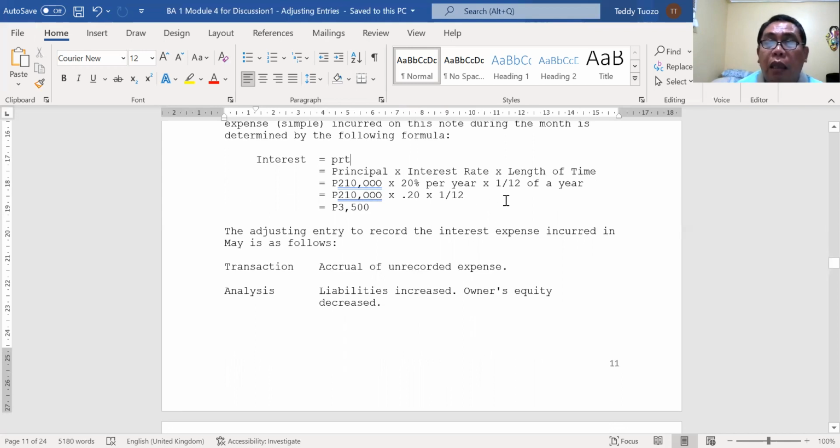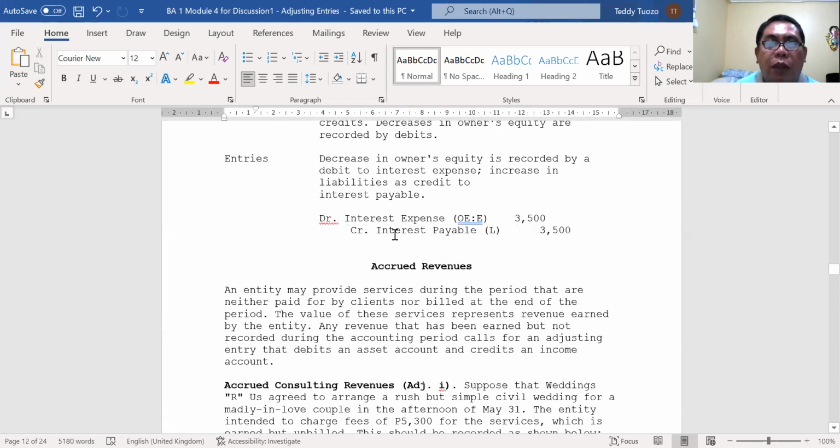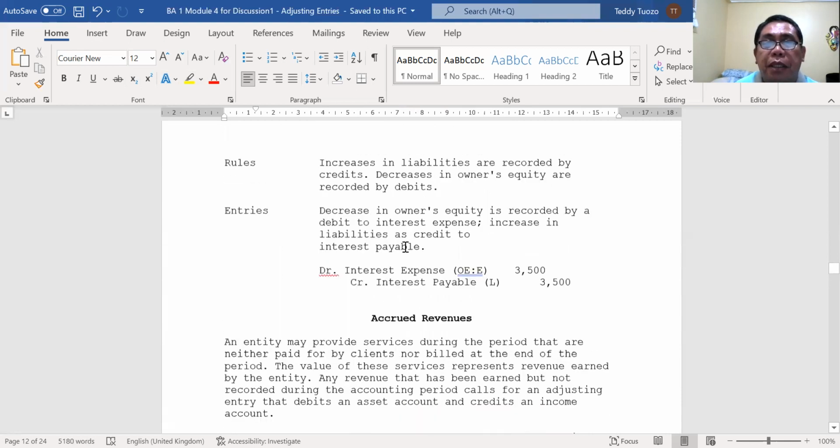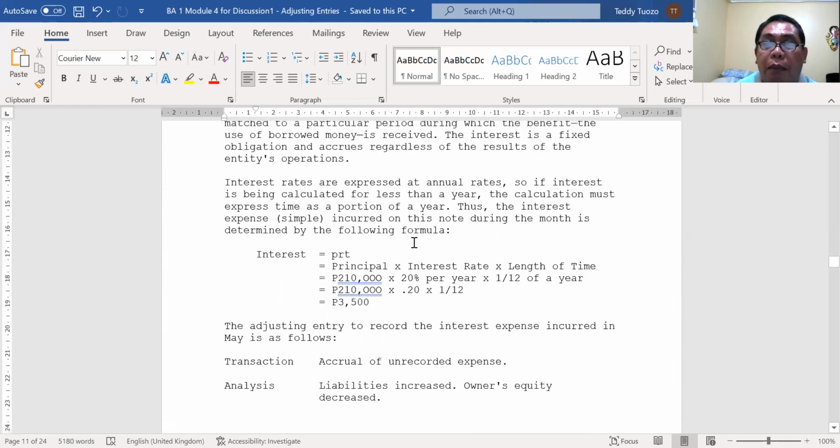Why? Kay good for 1 month naman nato tag computan, no? Remember that the example here is only good for 1 month. So we have the accrued interest for 3,500. So the entry would be a debit to interest expense and interest payable. Okay. Karos aman sa bayaran, remember you have to take note ng interest and principal would be payable in 1 year. But dapat it should be proper.